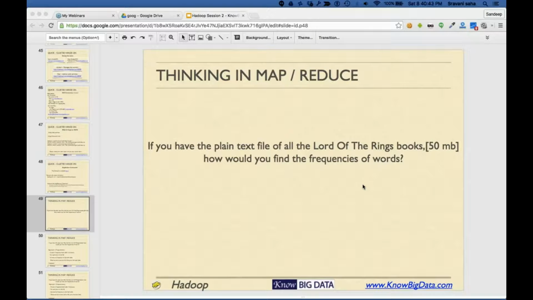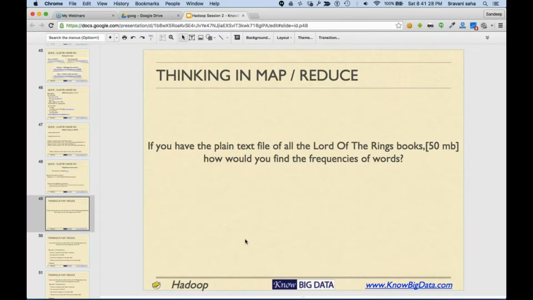All right. So the question is quite simple. We have to count the total number of distinct words in the plain text file. Let's say the plain text file is only 50 MB containing the books, and all you want to know is what the most frequent or least frequent words are, or find out the frequency of each word in this particular fiction.